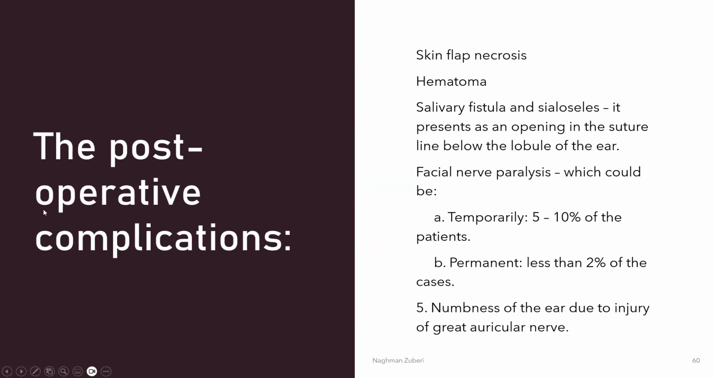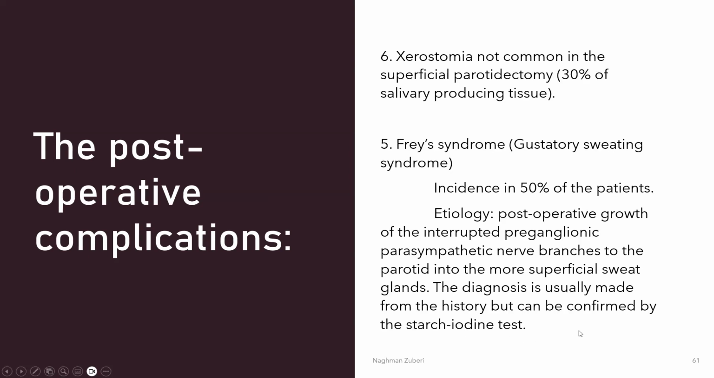Skin flap necrosis. These are the post-operative complications. Hematoma, salivary fistula, and sialoceles. It presents as an opening in the suture line below the lobule of the ear. Facial nerve paralysis, which could be temporary in 5 to 10% of patients, permanent in less than 2%, and numbness of the ear due to injury of the great auricular nerve. Then xerostomia, not common in superficial parotidectomy, as it removes about 30% of the saliva-producing tissue.